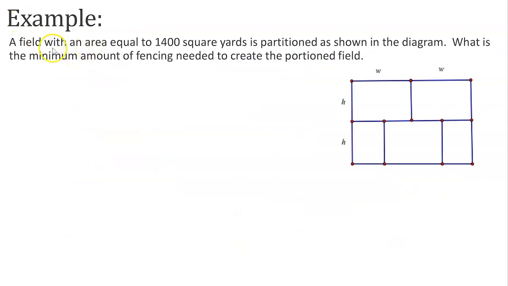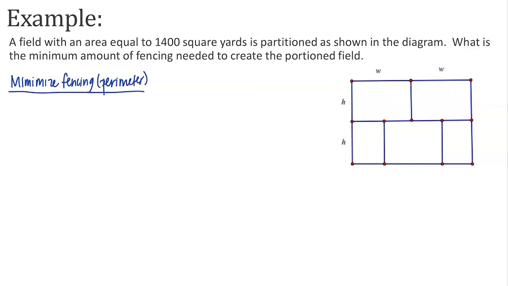In this example, we have a field with an area equal to 1,400 square yards that is partitioned as shown in the diagram. What is the minimum amount of fencing needed to create the partitioned field? So we are trying to minimize the amount of fencing that we have here. So that's what I'm going to start by writing down. We want to minimize fencing, which is essentially like minimizing the perimeter.